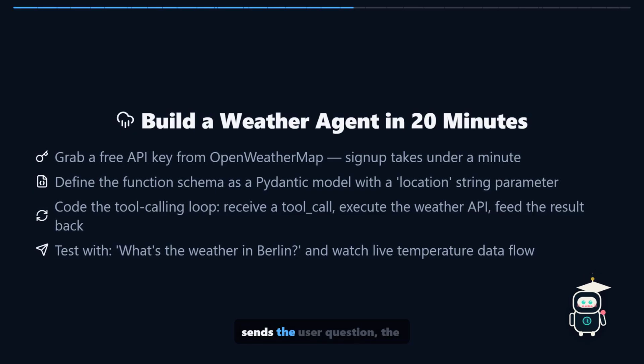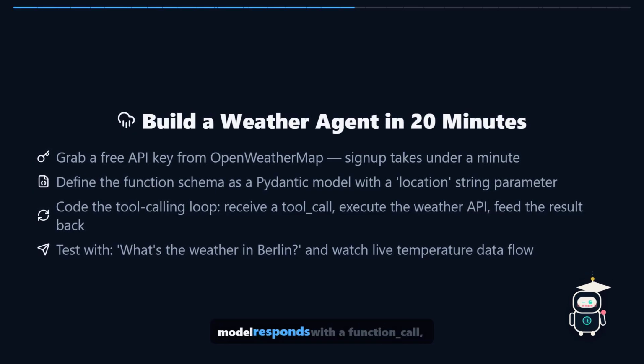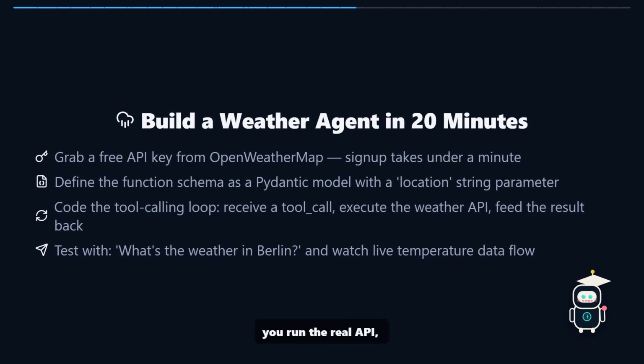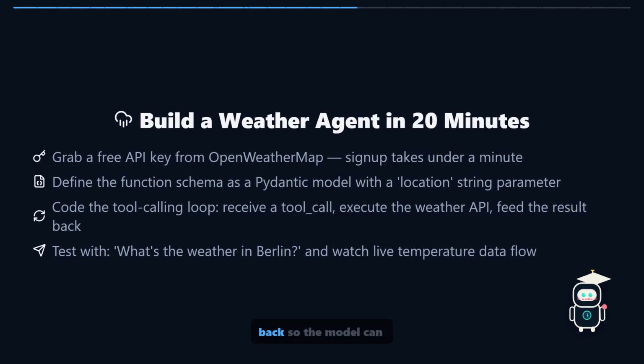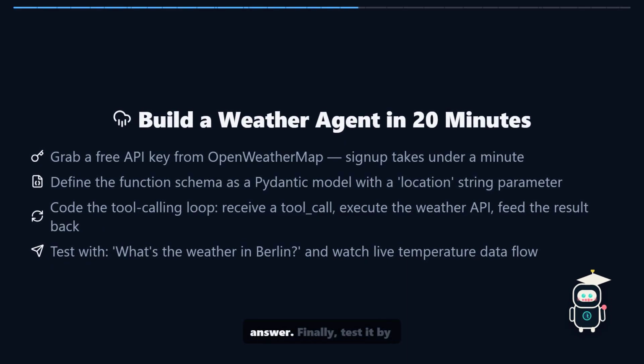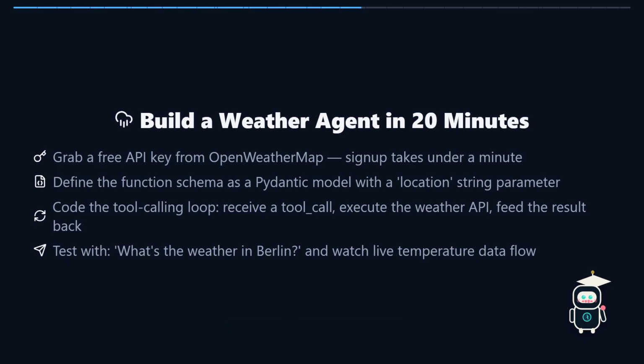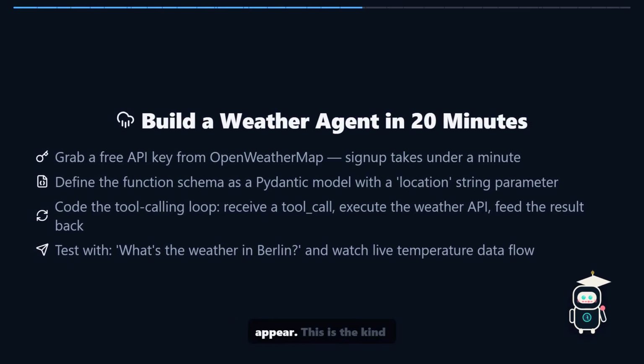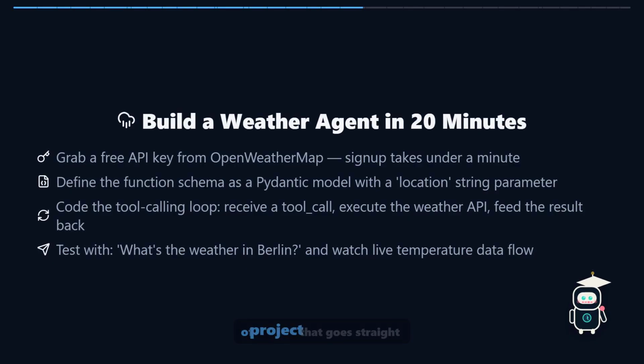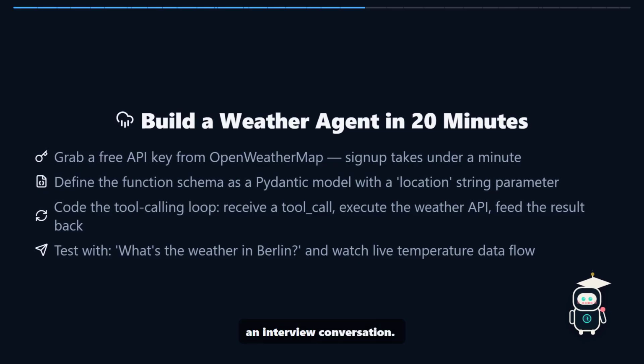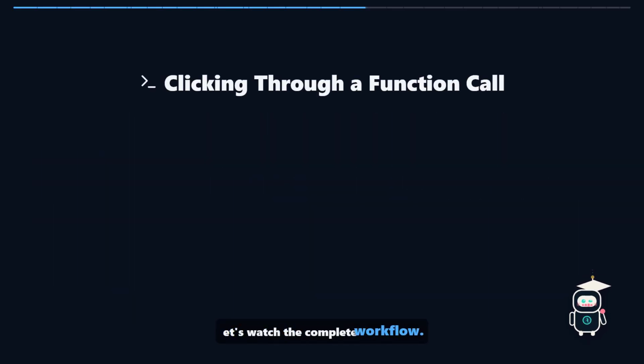Your code sends the user question. The model responds with a function call. You run the real API, and you feed the result back so the model can answer. Finally, test it by asking a simple question like, "What's the weather in Berlin?" You'll see live data appear. This is the kind of project that goes straight on your GitHub and into an interview conversation. Let's watch the complete workflow.